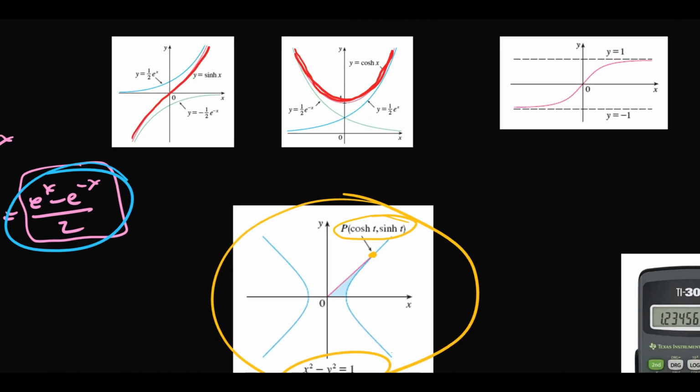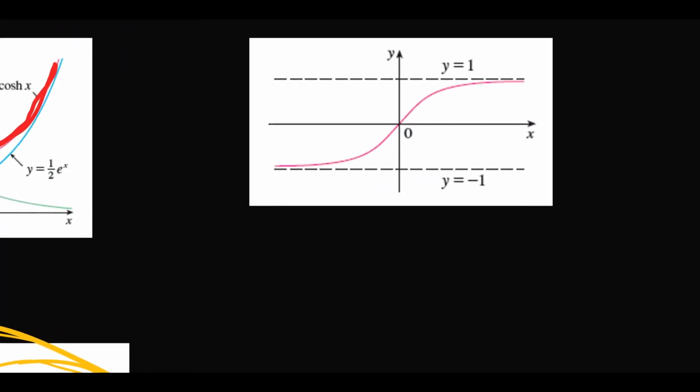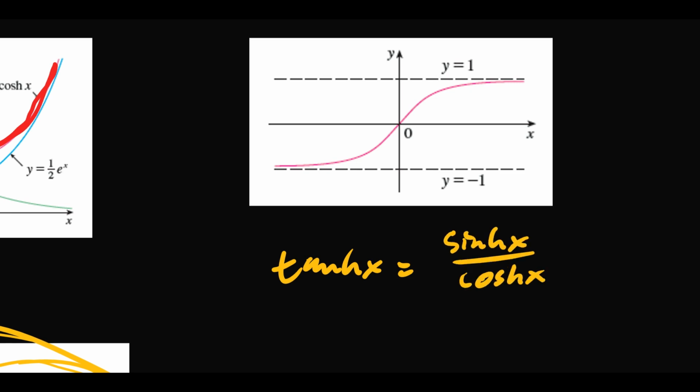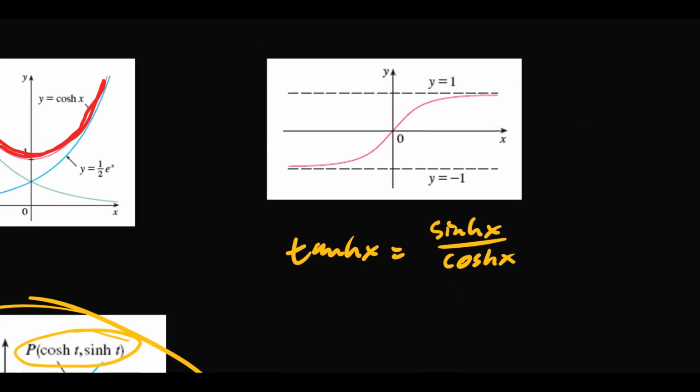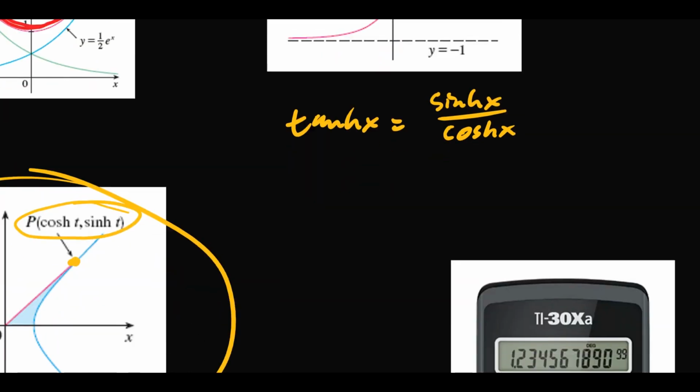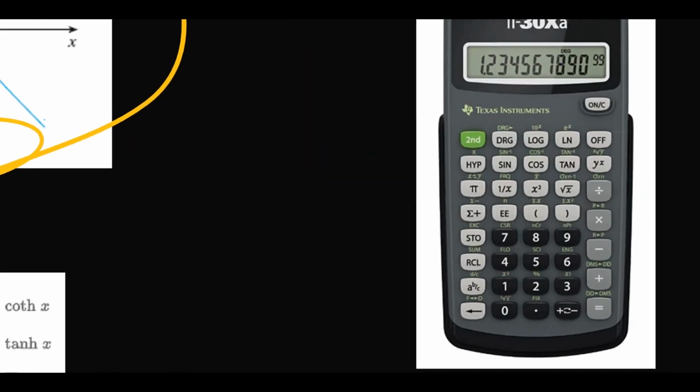Okay, so this is hyperbolic tangent of x. This is just hyperbolic sine of x over hyperbolic cosine of x. Now in Cal 2, you're going to see another reason why we use trig function names for these, because they're going to be related to sine and cosine in a very, very cool way. All right, so with that said, how do you find values of them?